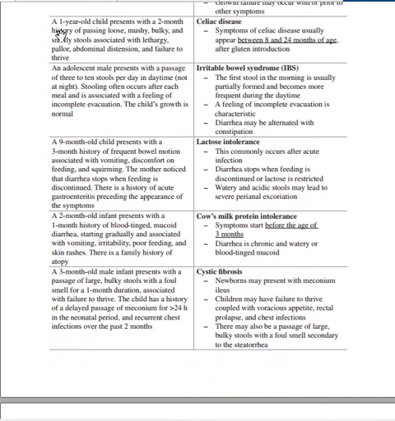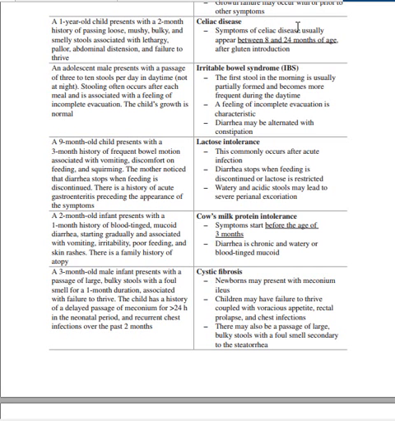Now the next disease: a 1-year-old child presents with a 2-month history of chronic diarrhea, passing loose, mushy, bulky, and smelly stool associated with lethargy, abdominal distension, and failure to thrive. This you think of as malabsorption. And if the malabsorption is associated with gluten introduction, you have to think of celiac disease. So malabsorption with intolerance to gluten is celiac disease.